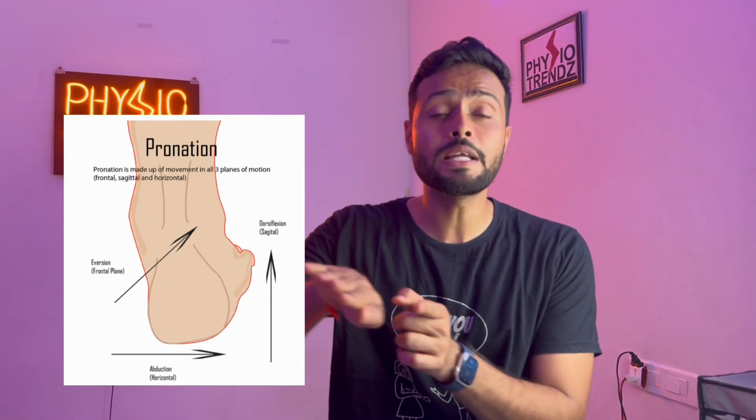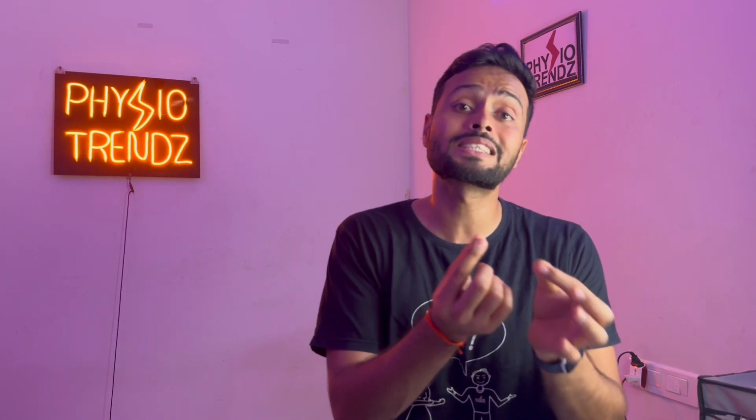One more thing to understand, pronation movement. Pronation movement is a combination of eversion and abduction of the foot. So this movement is happening in the foot. We need to find out because of which muscle weakness this movement can happen.